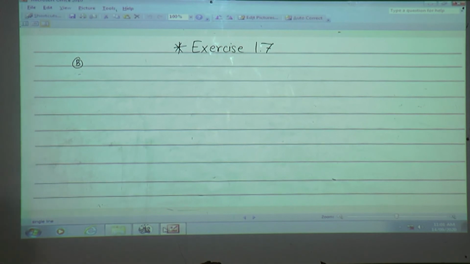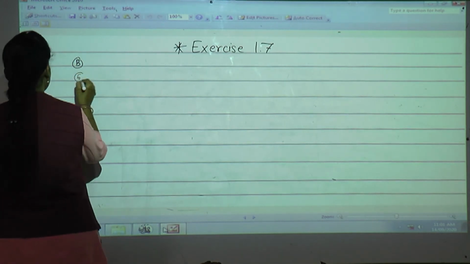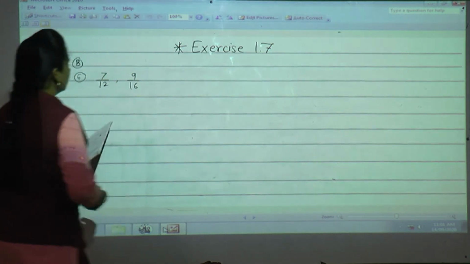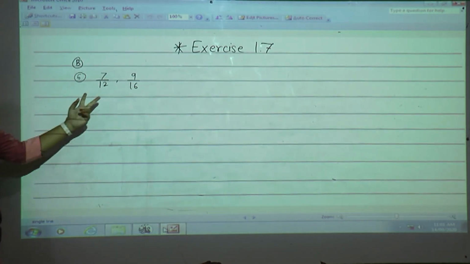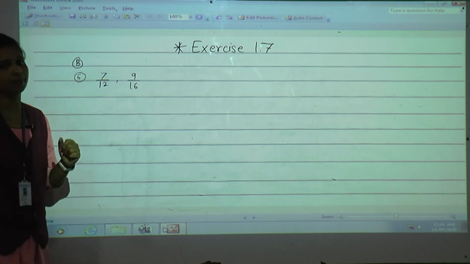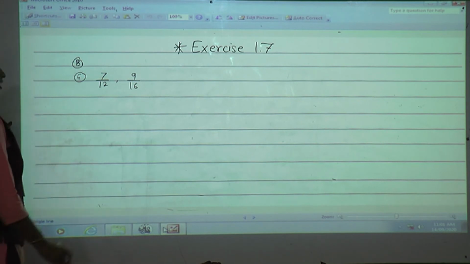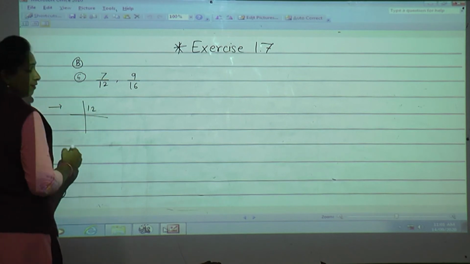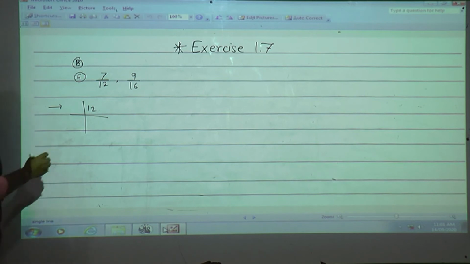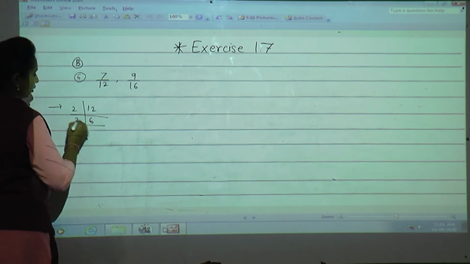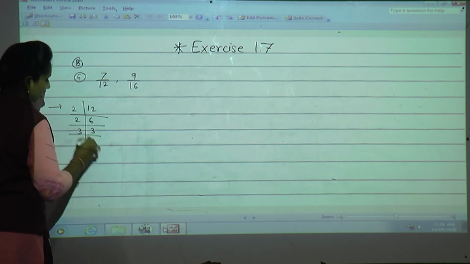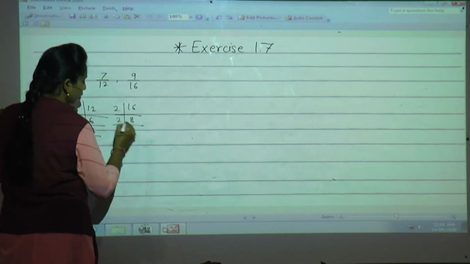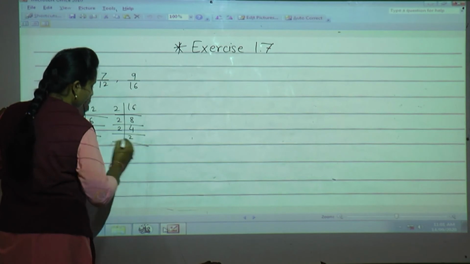Now I will solve the sixth one. What is the sixth one, students? 7 upon 12 comma 9 upon 16. Now see, in this both the denominators are different, so we cannot compare directly. Now we need to find out the LCM of both the numbers. First we will find out the LCM of 12 and 16. Now see, 2 6s are 12, 2 3s are 6, 3 1s are 3. Now what about 16? 2 8s are 16, 2 4s are 8, 2 2s are 4, 2 1s are 2, isn't it?